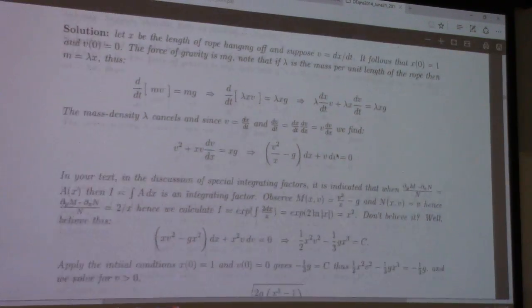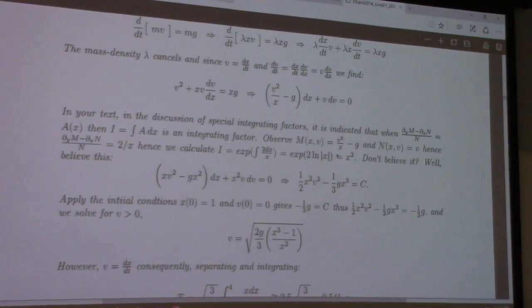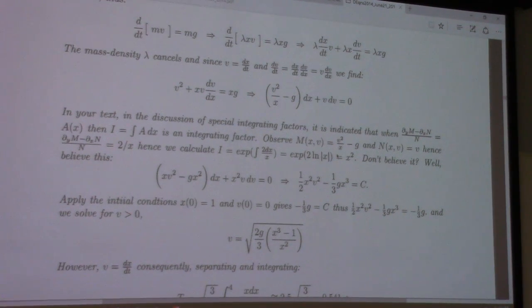And through the technique in the book that I'm still waiting for to come, you end up with a particular integrating factor. Actually, the integrating factor ends up being x squared. And when you multiply that, it becomes exact. And there you go. The velocity is the square root of 2g over 3 times (x cubed minus 1) over x squared, where x is the amount of chain that's fallen off the table.